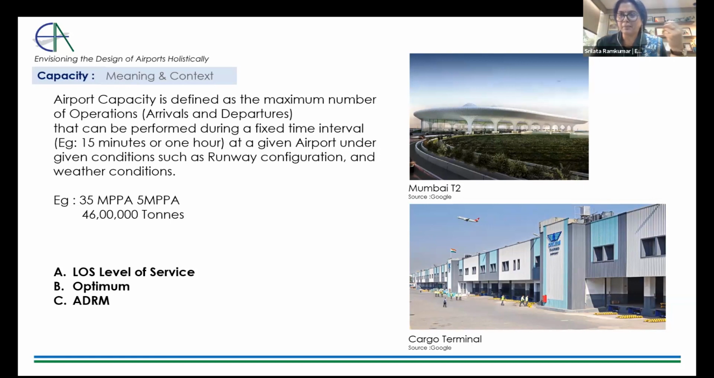Similarly, when you're looking at the capacity of a cargo terminal, it is called like 46 lakh tons or so, many lakh tons. So it's in tonnage. So when we are actually looking into the capacity, because we are talking of design and modern airports, level of service is very important. And what exactly is the level of service, what is meant by optimum, and what is this ADRM? We'll look into it.